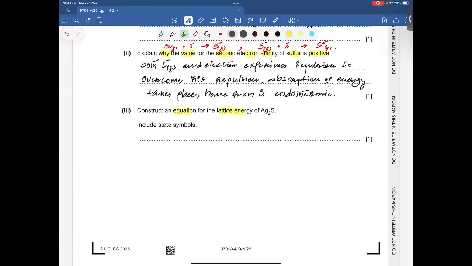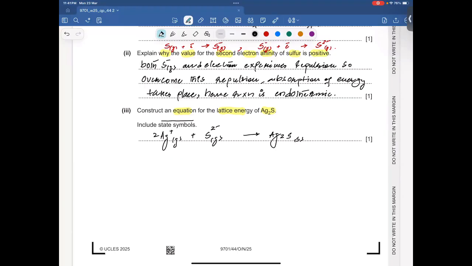Construct an equation for the lattice energy of this. Constituent gaseous silver ions and constituent gaseous sulfide ion combined together to give 1 mole of silver sulfide. Under standard condition, it is solid. How many silver? We have 2 silver here, so we need to put 2 here. So that's the balanced chemical equation. Examiner is looking for the state symbols, so we need to mention those state symbols also.